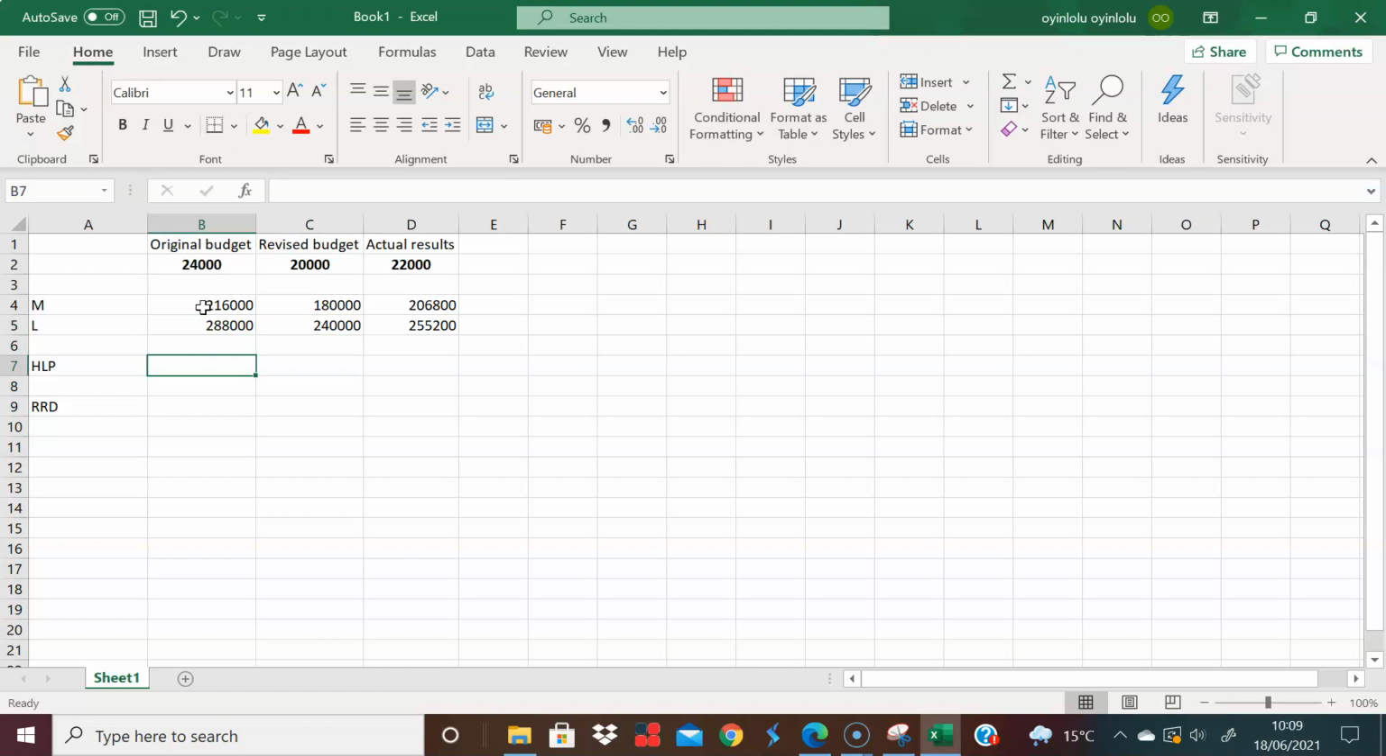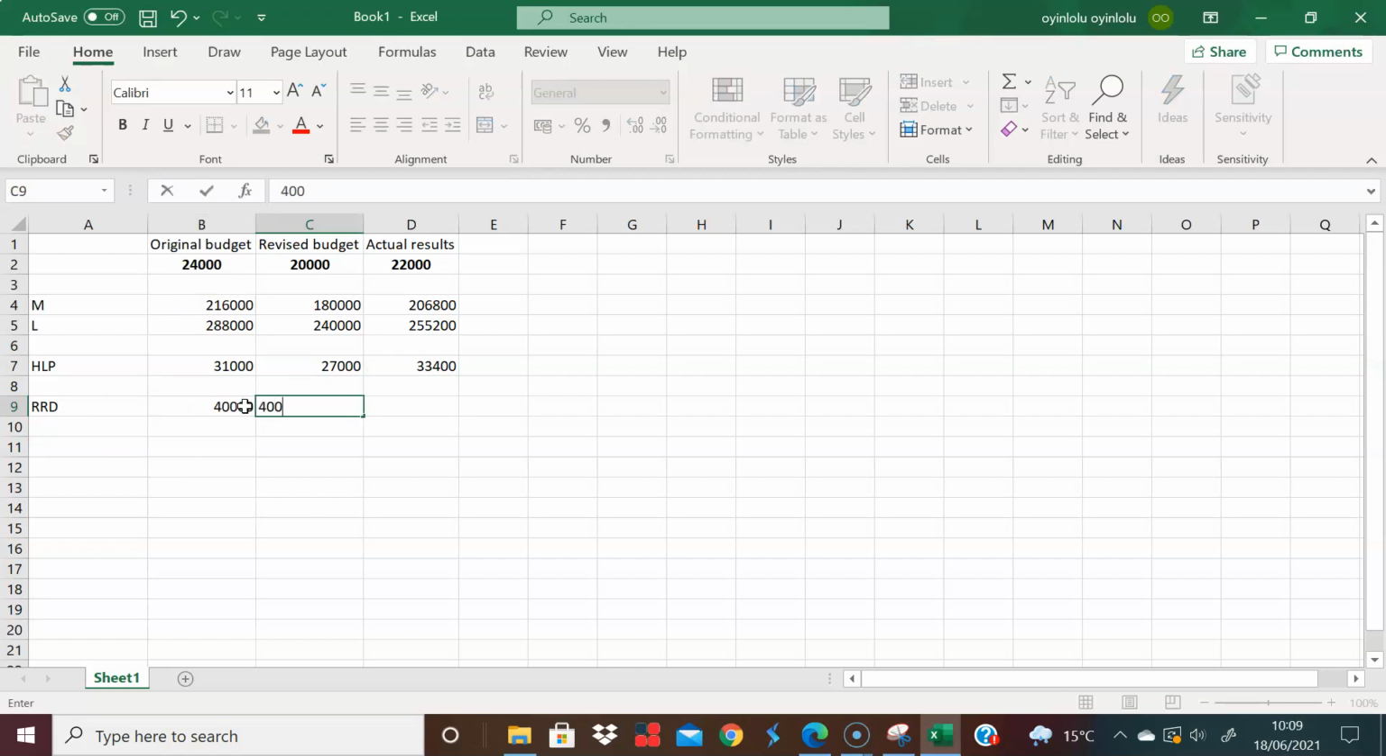Right, and then here for heat and light you have 31, then you have 27, and then here you have 33,400. And then for rent you have 40, then here you have 40 again, and then here for actual you have 38.